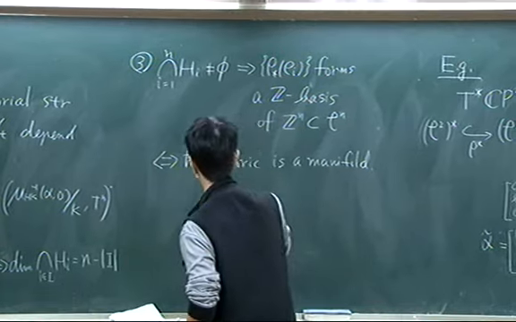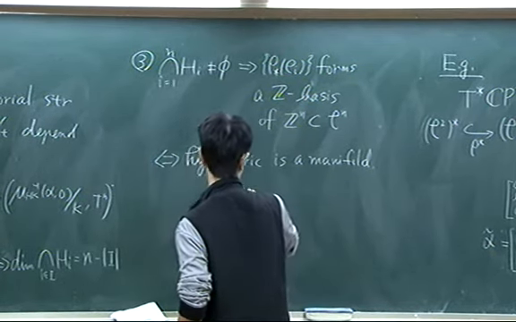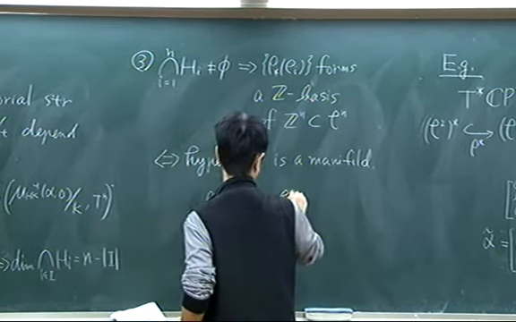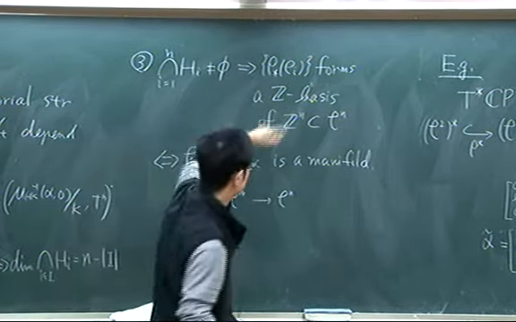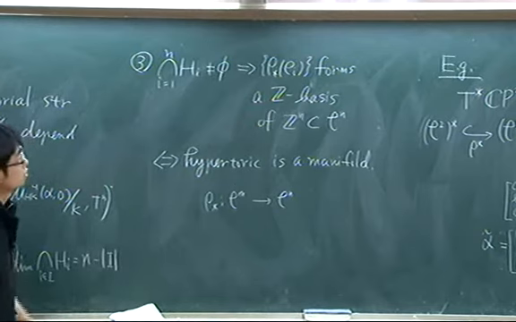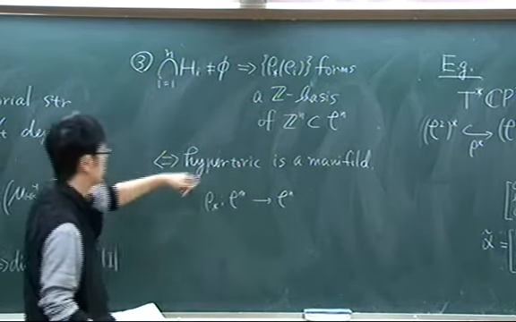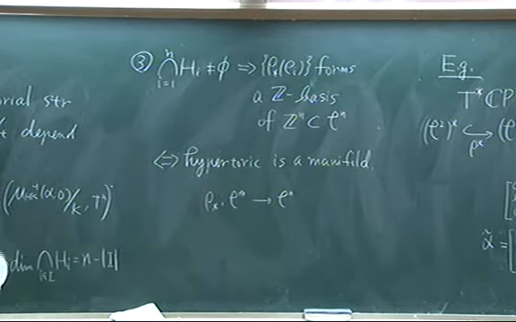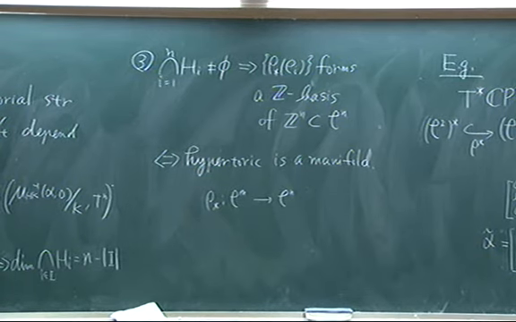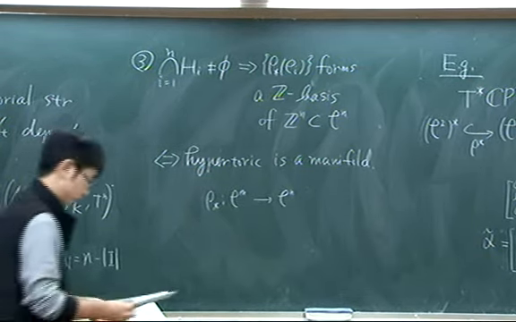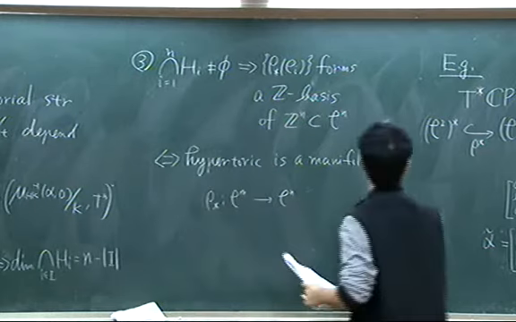Rho star is this map. And EI is a basis of this element. And this rho star EI forms a Z basis. Then it becomes a manifold. In other words, the action of K is free. Yes. Okay.